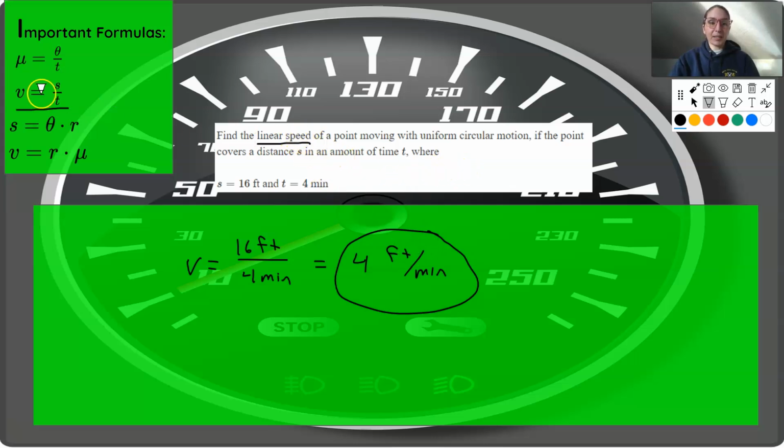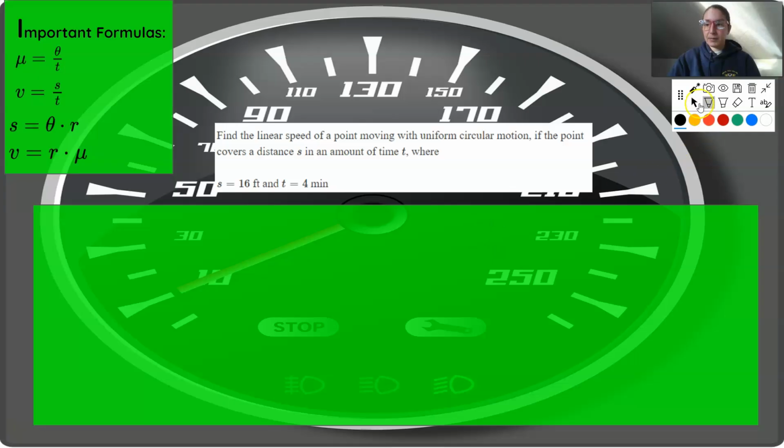And that would give us the linear speed. So see what I mean? Linear speed, linear velocity, you'll see it the same way in this particular arena.